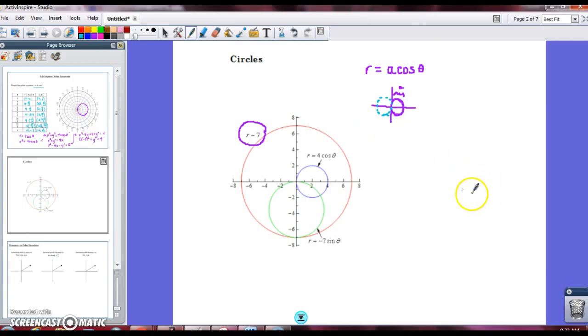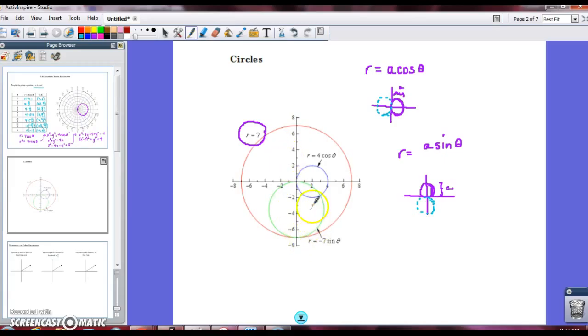Okay, when you have r is equal to a sine of theta, in that situation, your graph is symmetrical about the line theta equals pi over 2. Okay, and again, your a value is your diameter. And once again, if that a value is negative, that just flips it over and puts it down here.